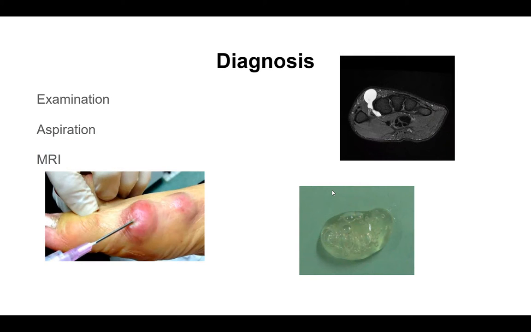Let's talk about diagnosis. How do you determine it? You can examine it. If you can feel it and it's nice and soft and it's movable, it's probably a ganglion. You can aspirate it with a needle and pull out some of the liquid. That'll help you verify. It looks kind of like a gel that would come out, or you can get an MRI that can help you determine how large it is and where it's coming from.